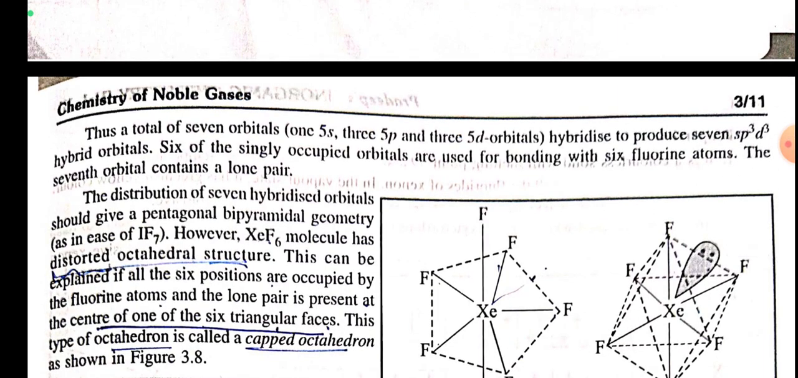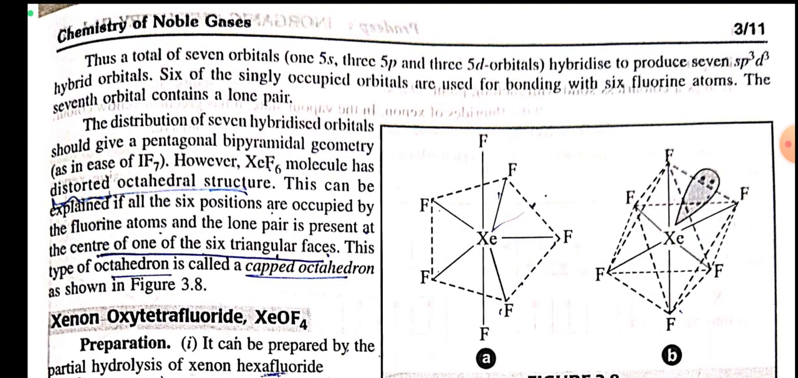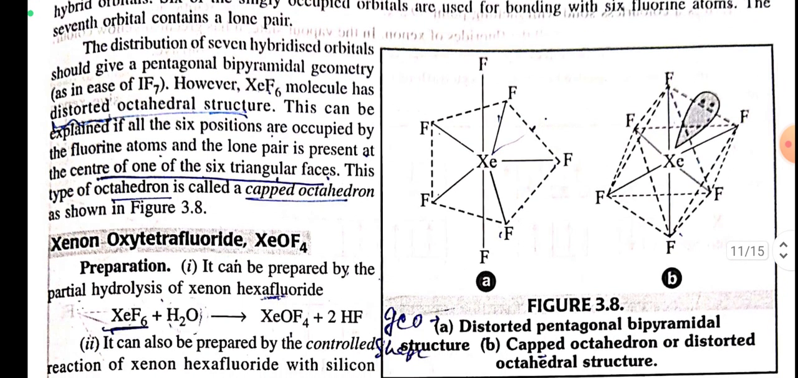Thus, a total of 7 orbitals, 1 5s, 3 5p, and 3 5d, hybridize to produce 7 sp3d3 hybrid orbitals. Six of the singly occupied orbitals are used for bonding with 6 fluorine atoms. The 7th orbital contains a lone pair. The distribution of 7 hybridized orbitals should give a pentagonal bipyramidal geometry. However, the xenon hexafluoride molecule has a distorted octahedral structure.